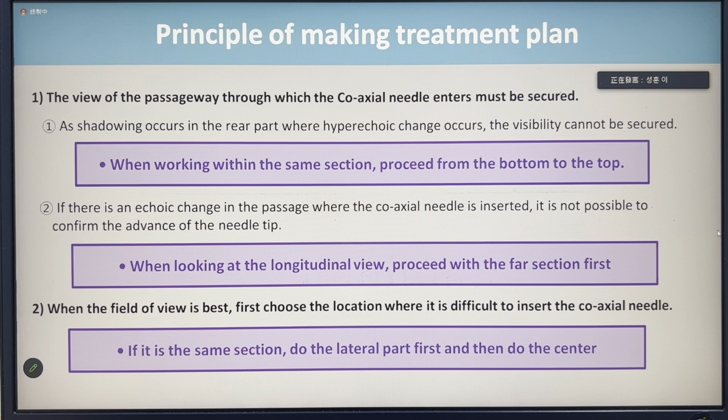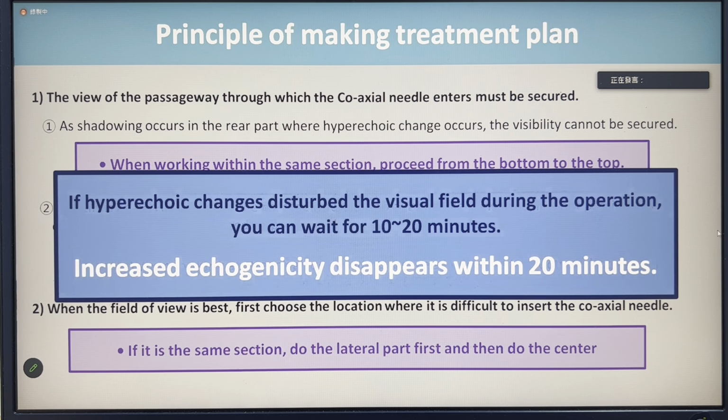When the field of view is best, first choose the location where it is difficult to insert the coaxial needle. So if it is in the same section, do the lateral part first and then the center. If hyperechoic change disturbs the visual field during the operation, you can wait for 10 to 20 minutes. Increased echogenicity disappears within 20 minutes.